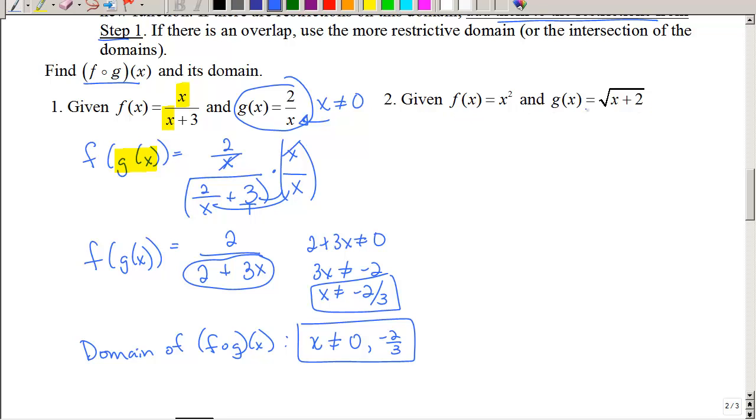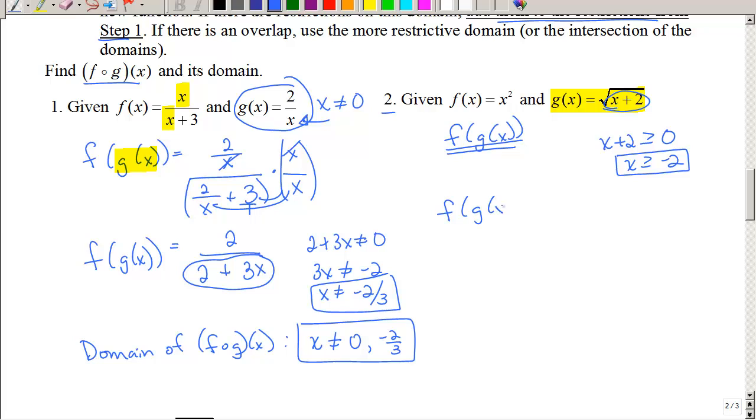Let's do the second example. So I want to find f of g of x. Again, that's my input function, so I need to find its domain. Well, you may remember from the last lesson we have a square root, so what's underneath the square root has to be greater than or equal to 0. And so x is greater than or equal to negative 2. That means the only values x can be right now is greater than or equal to negative 2. That's step 1. Now I have to do the composition function.